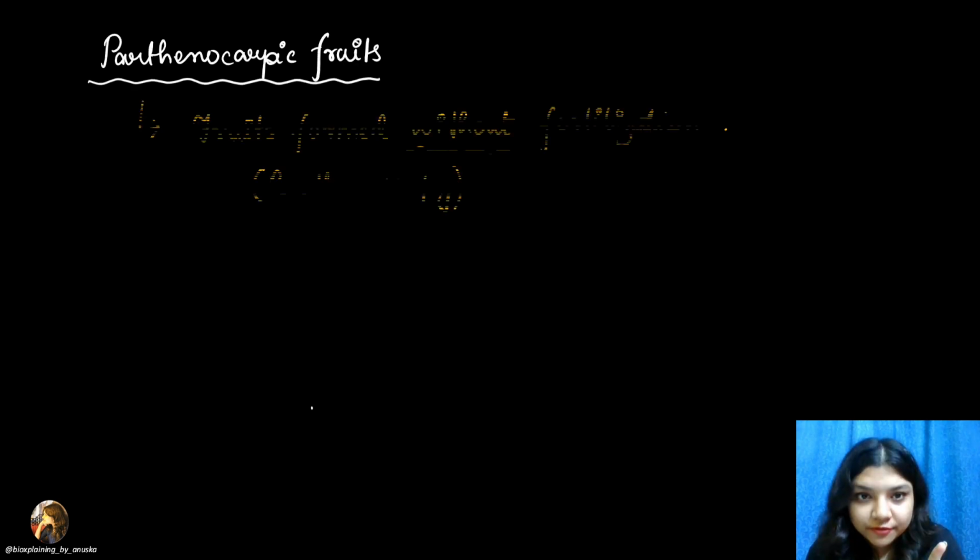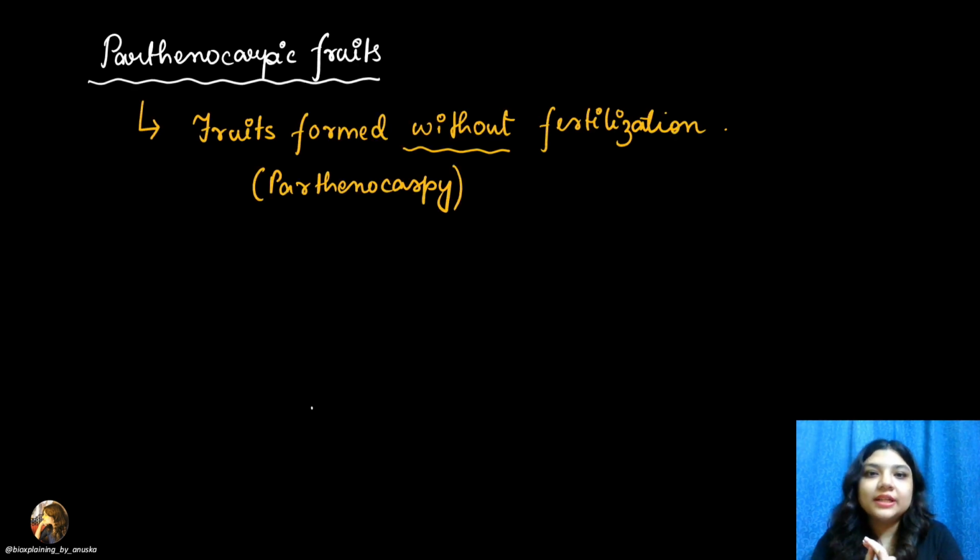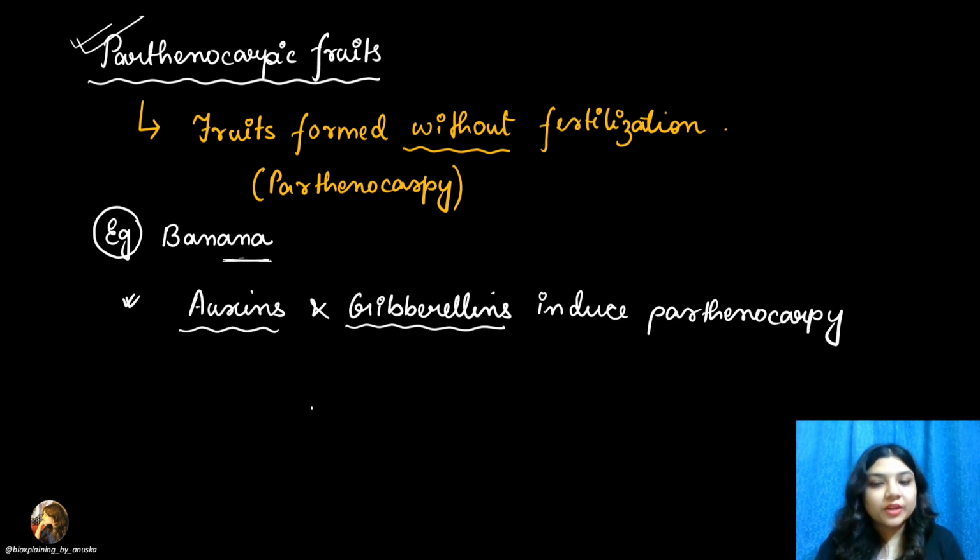But if fruits are formed without fertilization, that is known as parthenocarpy. That is, without fertilization, a fruit is formed. So such kind of fruits that are formed without fertilization are known as parthenocarpic fruits. क्या कहते हैं? Parthenocarpic fruits, right? And a very good example of this is banana, right? Now, ये parthenocarpy induce कौन करता है? What can induce parthenocarpy?